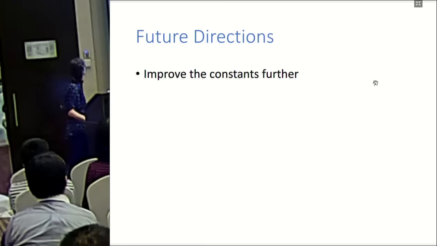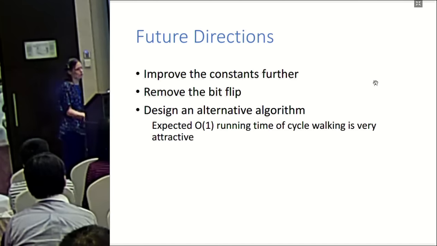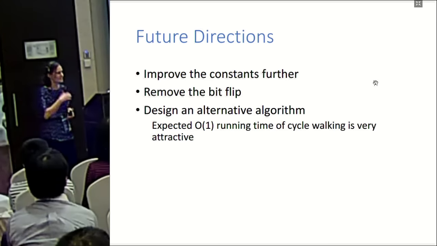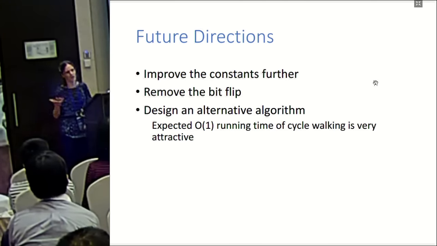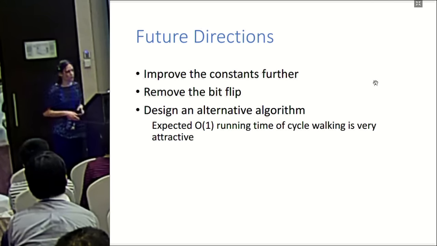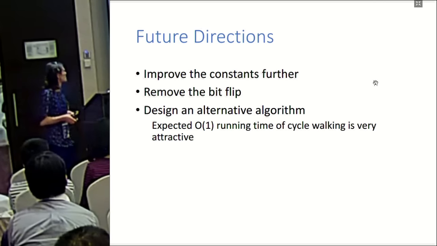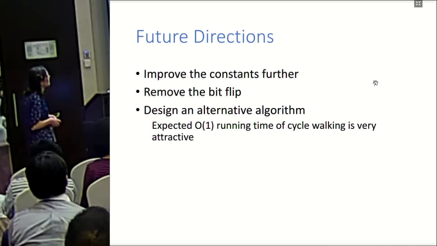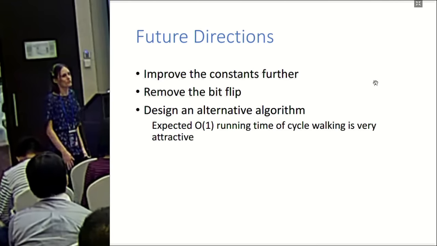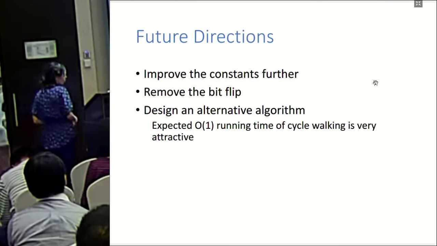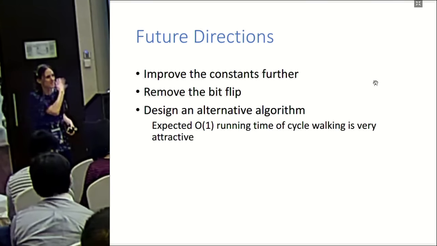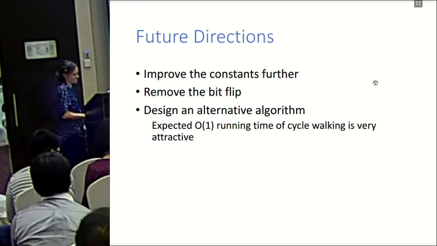In terms of future directions, there are obviously things we can do to improve the algorithm. We don't think that this bit flip is necessary. It really just makes the proof go through, but I don't think it actually improves the algorithm. But I think the more important one is that this expected constant running time that you get with cycle walking is very attractive, and we certainly don't achieve that. It's going to take us logarithmic time every time. So it's consistent and it has a better worst case running time, but it'd be nice to go back to that constant time. That looks very nice.